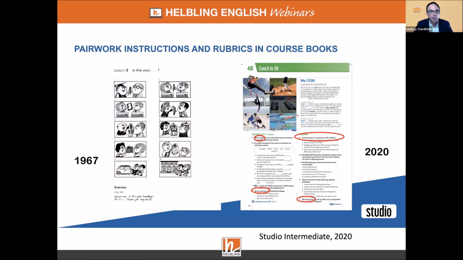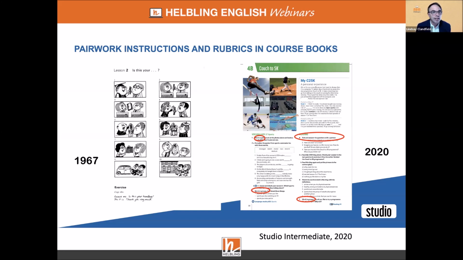Okay. Let's look at pair work in English language teaching then, because it's very normal for all of us. But if we take a look at a book from 1967, on the left side of your screen, you see a kind of famous textbook from 1967. I went through several old textbooks, and there were no instructions for the teachers and no mention of pair work.